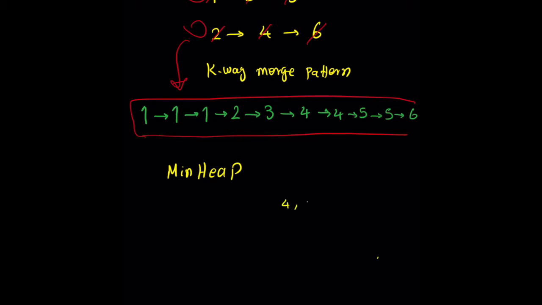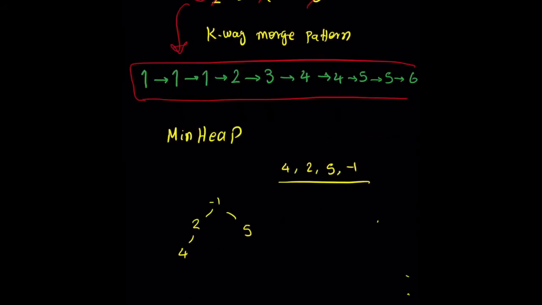Okay, so if we have, let's say, 4, 2, 5, minus 1 elements, and we heapify this list, it can be something like this. Heap has 2 important characteristics. A heap tries to be balanced, but sometimes if the number of elements is even, it cannot be balanced. The other feature of heap is that for min heap, the parent is always less than or equal to its children. In max heap, it's the opposite. In max heap, the parent is greater than or equal to its children. So let's consider just min heap for now.